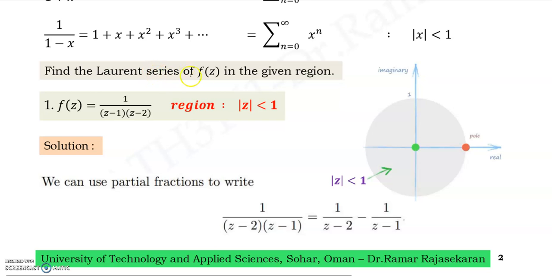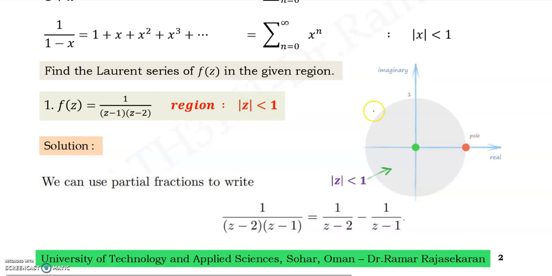Find the Laurent series of f of z in the given region. Okay, now you see the first question. What is the given function? The given function is f of z equal to 1 over (z minus 1)(z minus 2). The region is modulus of z less than 1.